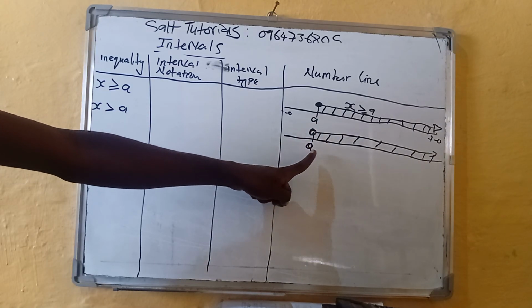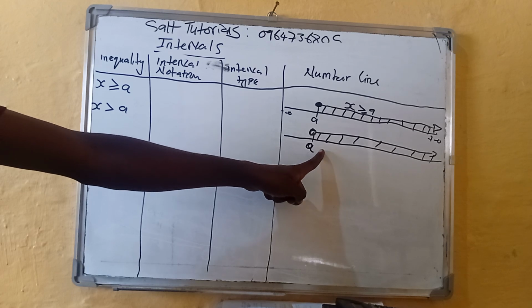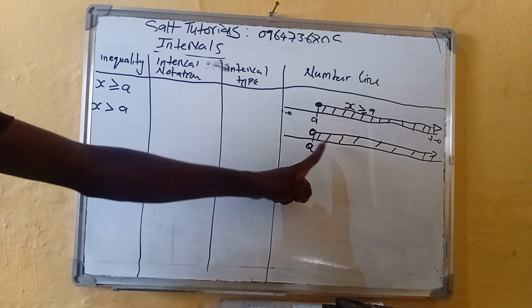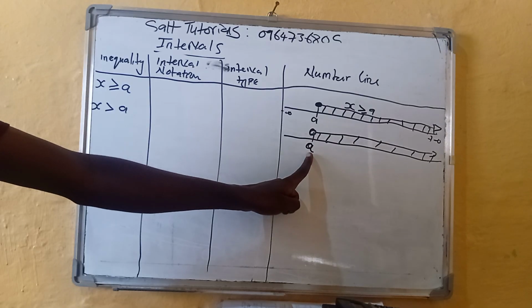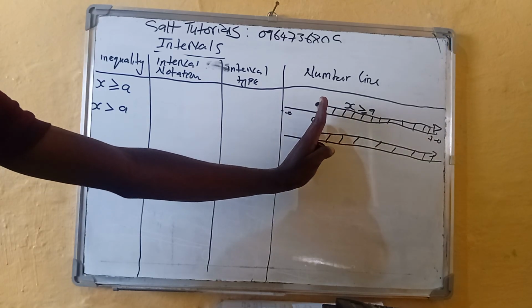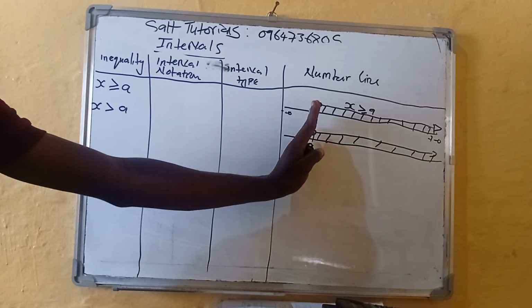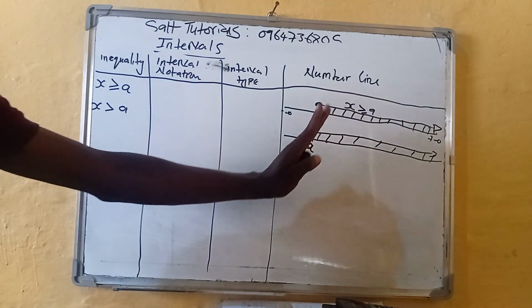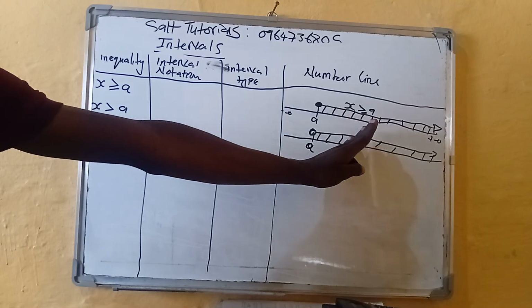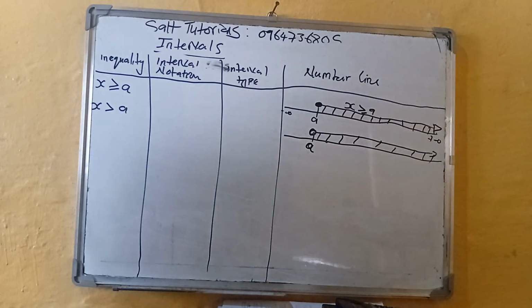It means 2.001 is part of this interval, but 2 is not part of the interval. 2 is just acting as the boundary to say don't cross over to the other side, but the values you are looking for are coming from this direction. 2.1 is part of my solution, but 2 is not part of my solution.